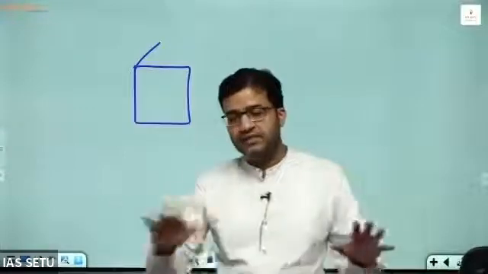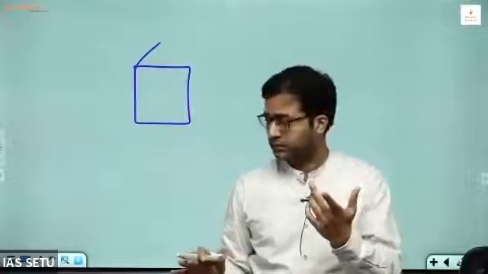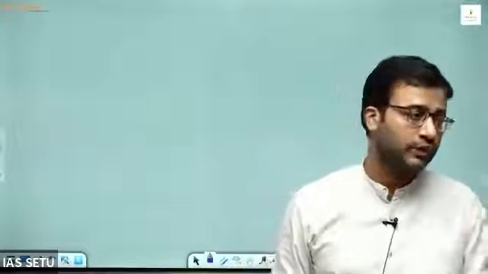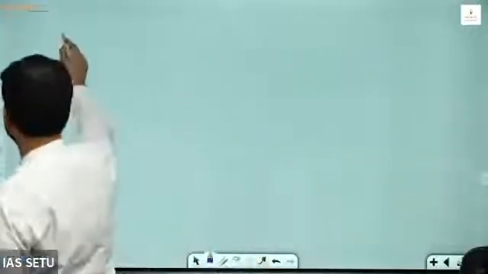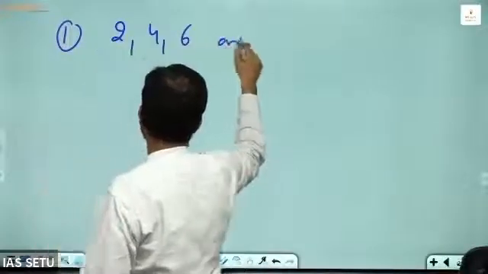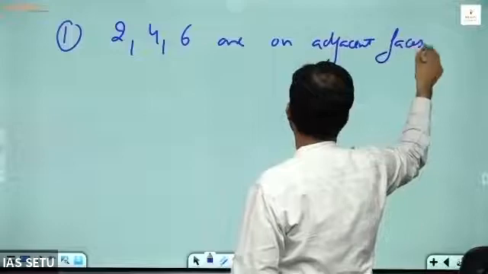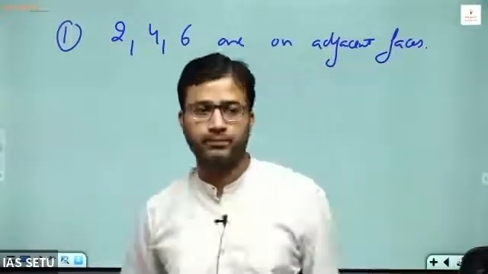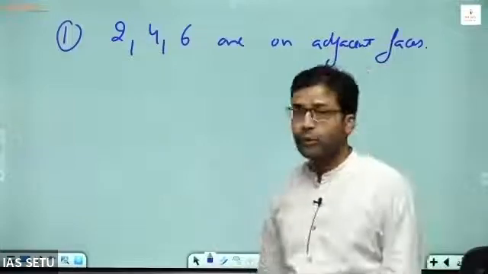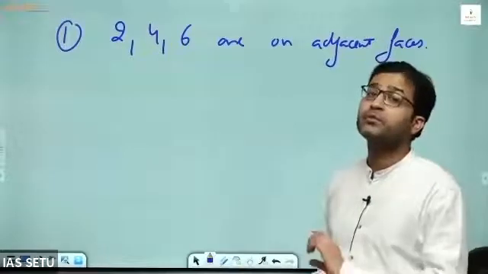Now, as far as the concept is clear, now I check your reasoning power. Okay, chalo. Here the examiner is very lazy. Here also the examiner will not give a dice, will give statements, and will ask you a question based on the statements. So I give you 2 statements, then I ask you what you can conclude. Statement number 1, 2, 4, 6 are on adjacent faces. Meaning 2, 4, 6 are adjacent to each other. The problem with the statement is 2 is adjacent to 4, 4 is adjacent to 6, 6 is adjacent to 2, but the position we don't know.